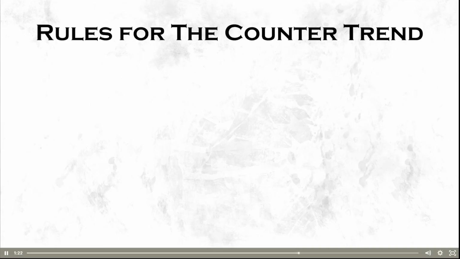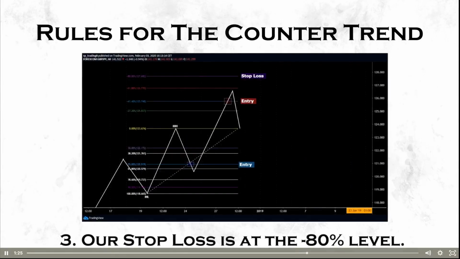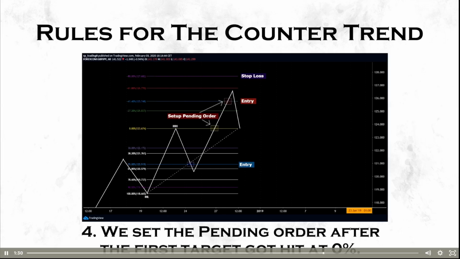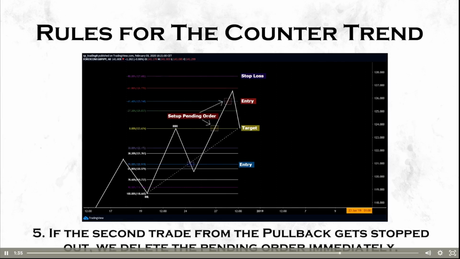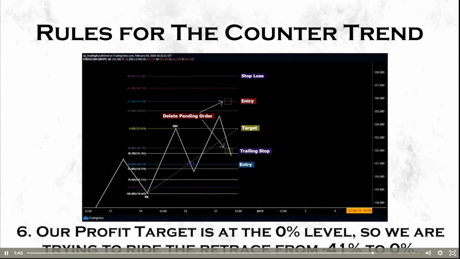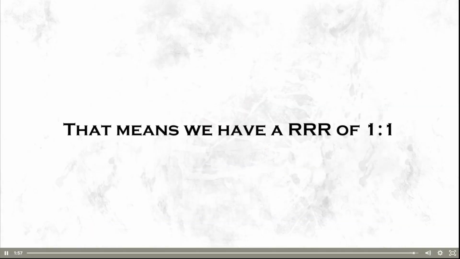The third rule is our stop loss is at the minus 80% level. Rule number 4 is we set the pending order after the first target got hit at 0%. Rule number 5 is if the second trade from the pullback gets stopped out, then we delete the pending order immediately. Rule number 6 is our profit target is at the 0% level, so we are trying to ride the retrace from minus 41 to 0%. That means we have a risk reward of 1 to 1.